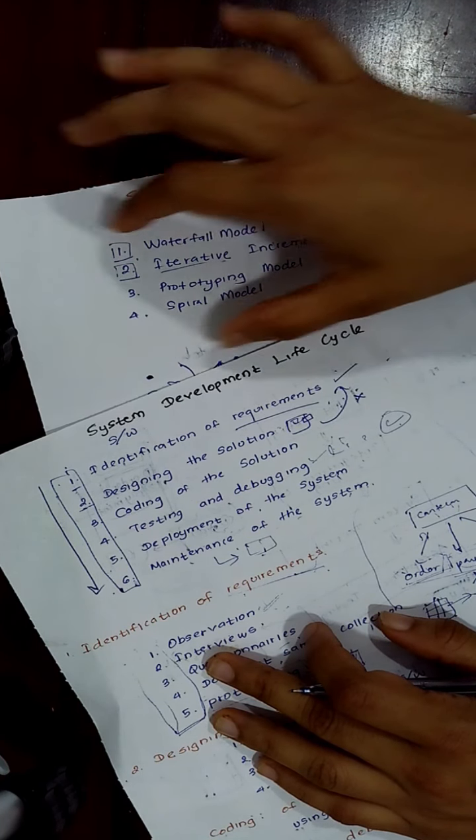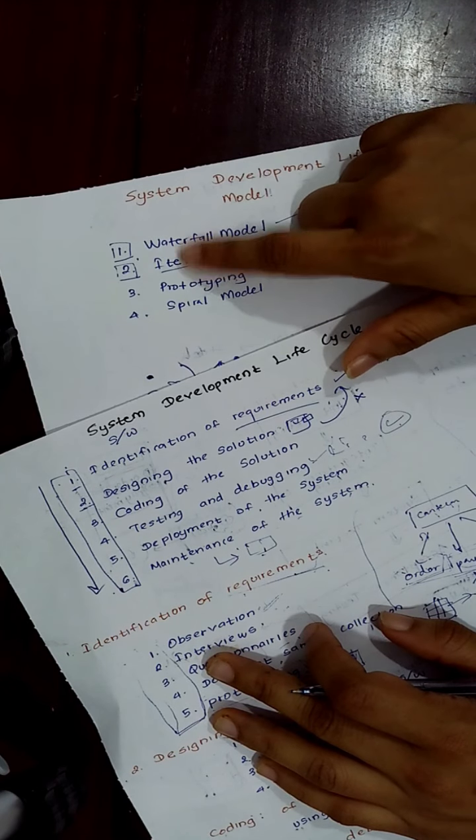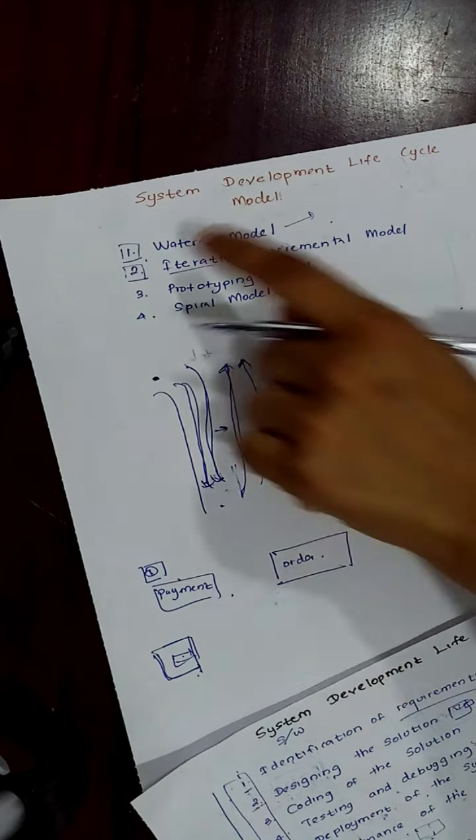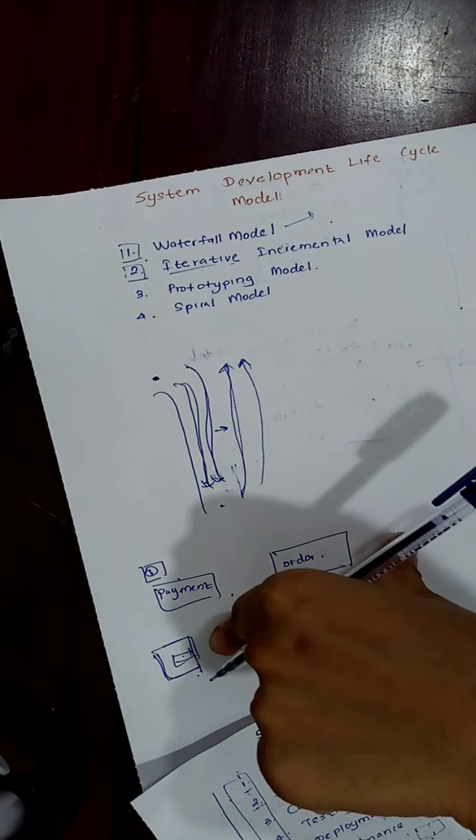You have to memorize these things, and these are the main two things in the waterfall and iterative incremental models.